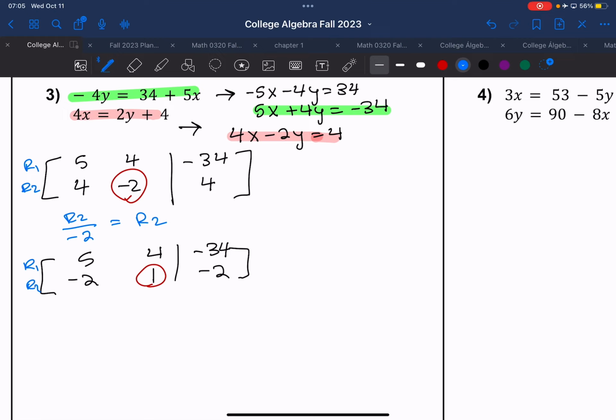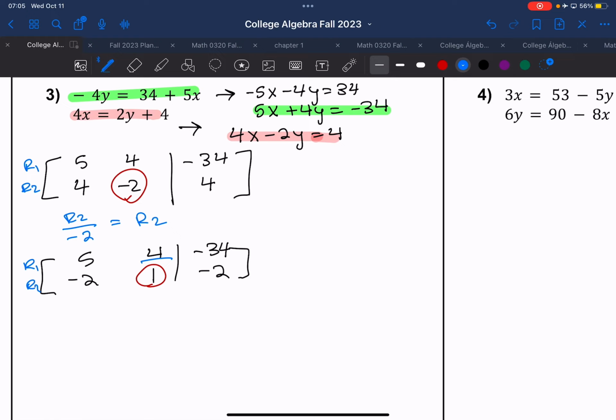Can we divide it by -2? No, that would change the 1. What about that 4? What could we do to row 2 and then row 1 to make that 4 a 0? Subtract 4 from 4, and that would also give us a 1 on row 1.